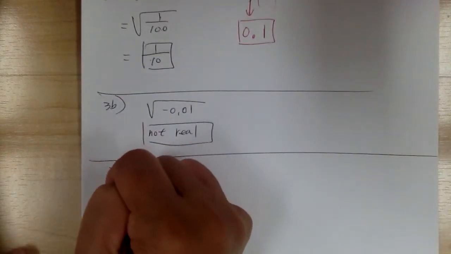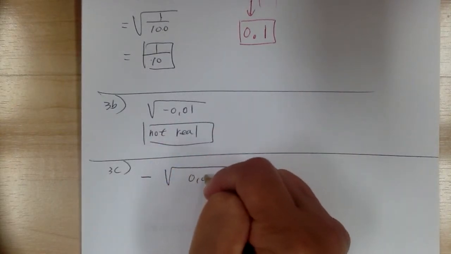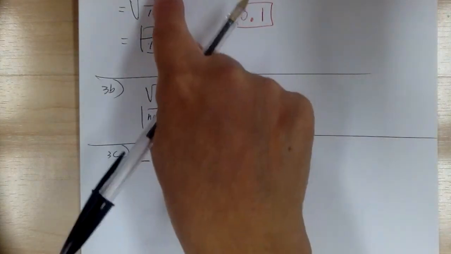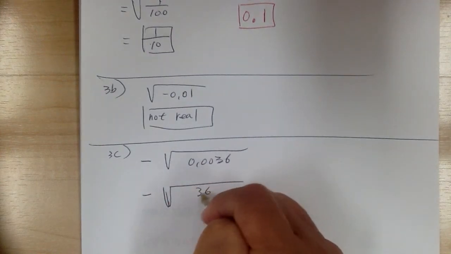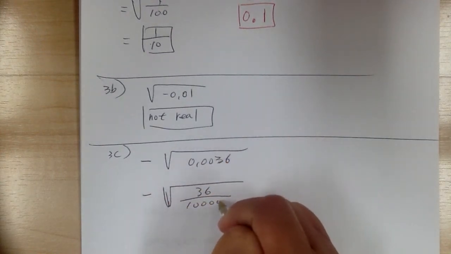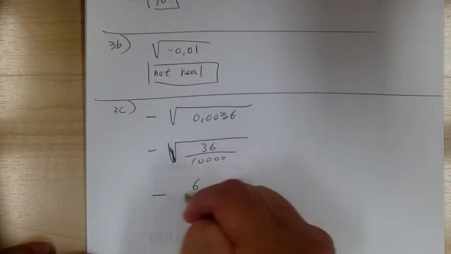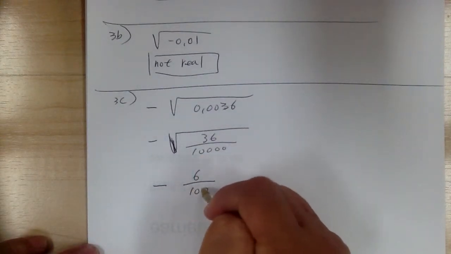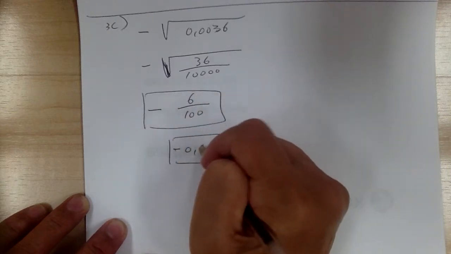Okay, let's go to 3c. You have negative square root of 0.0036. So again, you can do it by this technique, convert into a fraction. So this would be 36 over 10000, right? And so there'll be negative, okay, square root of 36 is 6. Square root of 10,000 is going to be equal to 100. And if you convert into decimal, you're going to get negative 0.06. Either one is acceptable.